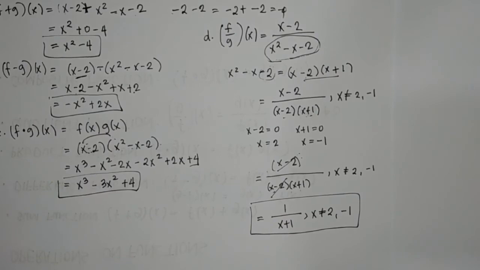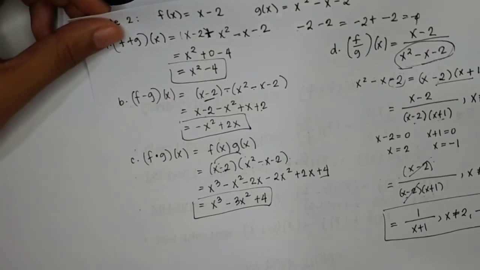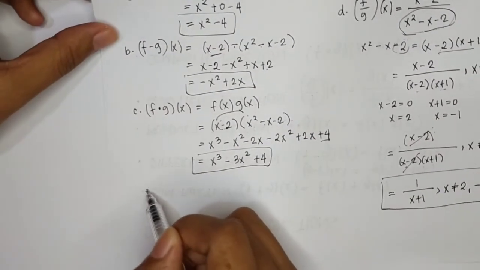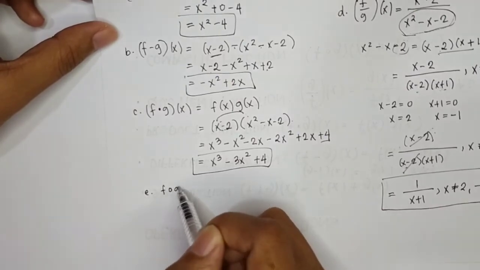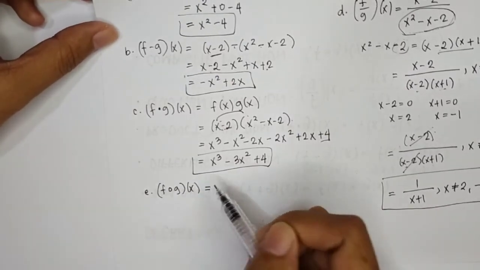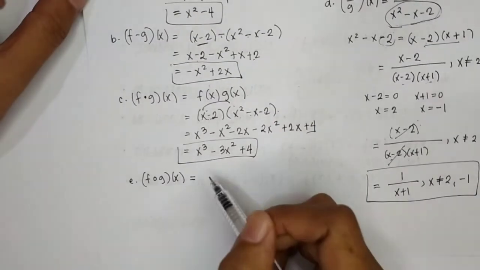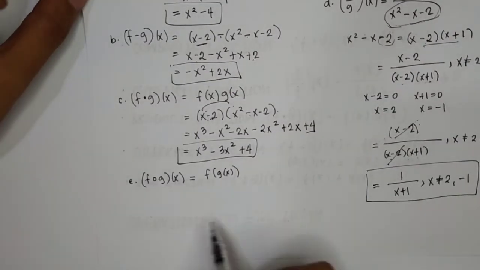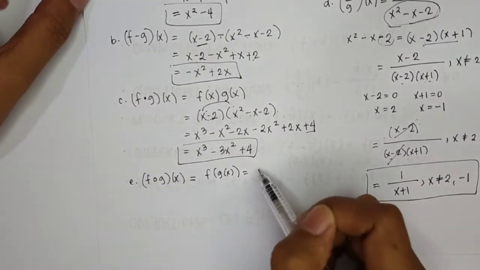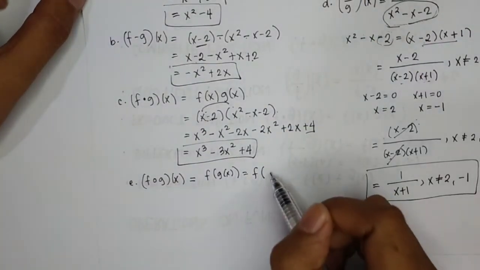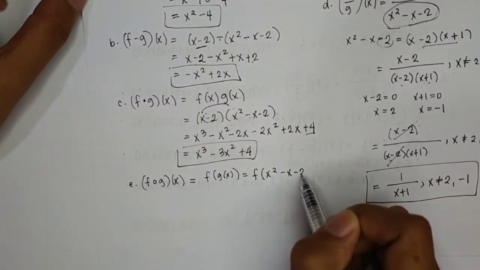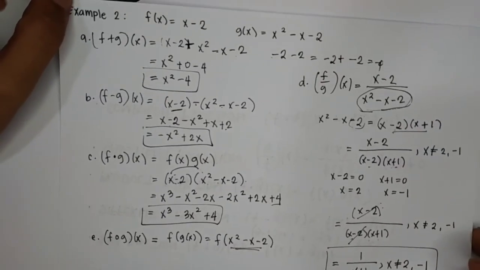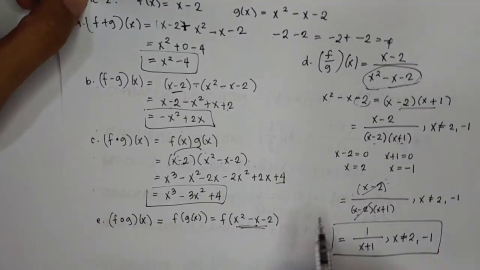Okay? Then, let's have our composite. We have here letter E, composite ng function natin. We have f of g of x. So, this will be equal to f of g of x. So, again, kinain ng f yung g of x natin. So, this will be equal to f. Ano yung g of x? Substitute natin siya dito. We have x squared minus x minus 2. Okay? Then, after that, isubstitute natin siya sa value ng x dun sa f.